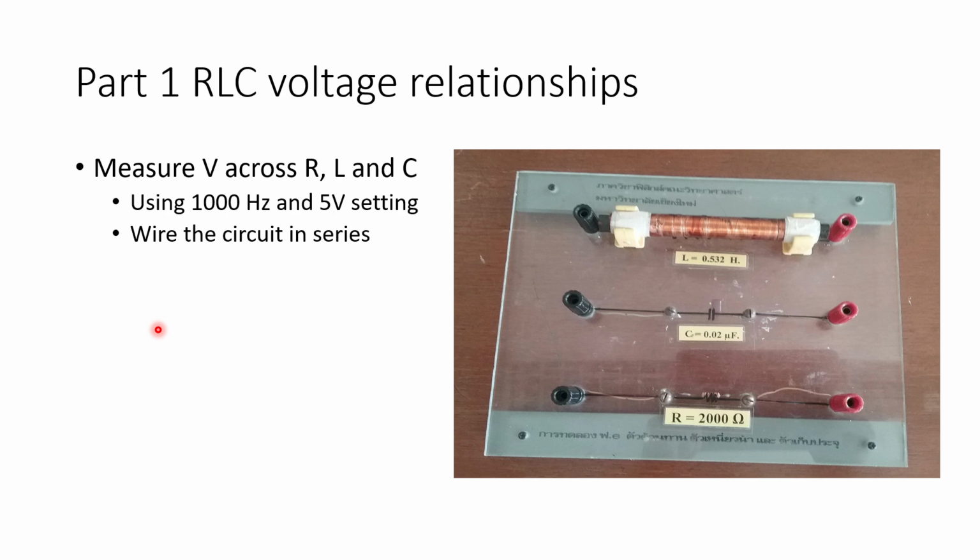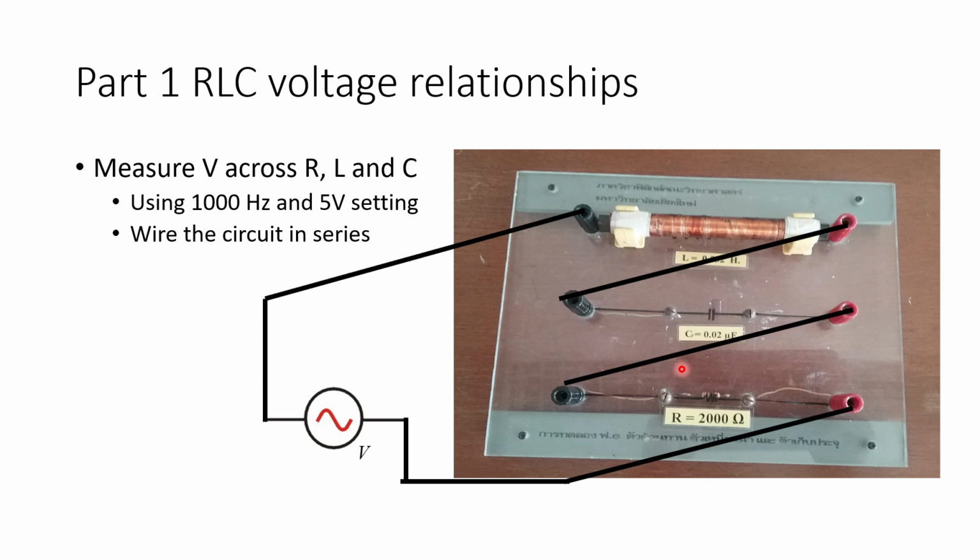Alright, so this is our setup. This is our inductor coil, our capacitor, and also our resistor. What you need to do is connect it to a power supply in series. So the voltage goes in here, comes out here, goes in here, comes out here, and then alternates.